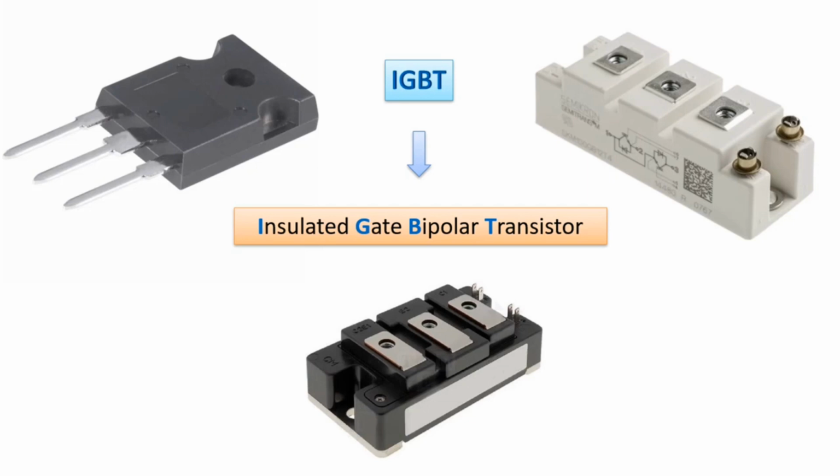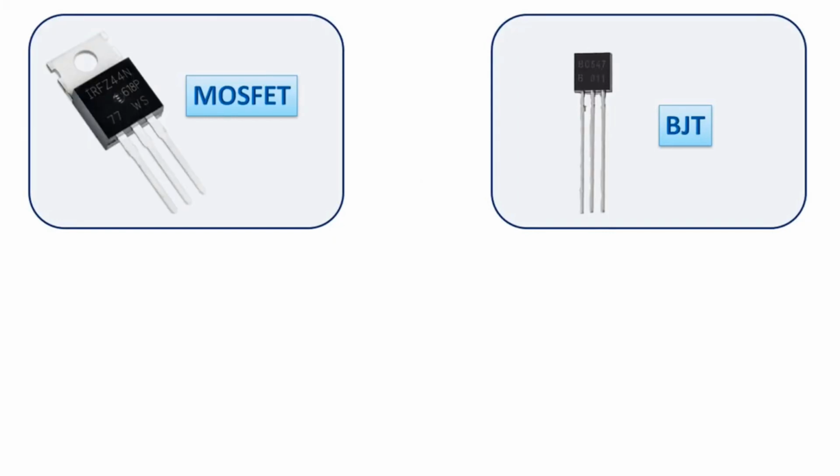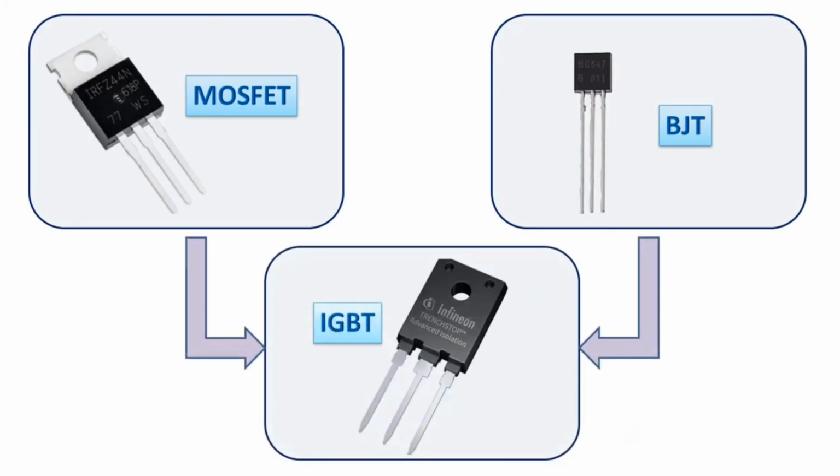IGBTs, which can act as triacs or transistors when needed, are used extensively, especially in UPSs that require high switching speed. The IGBT is the combination of BJT and MOSFET. Its name also implies the fusion between them.